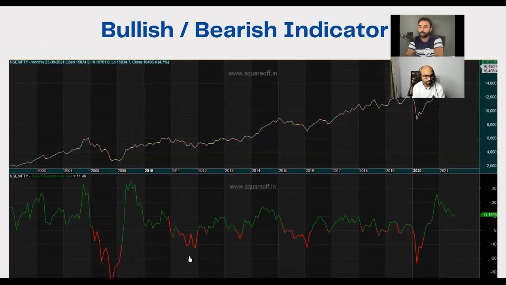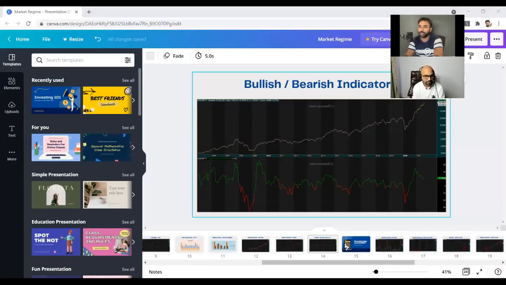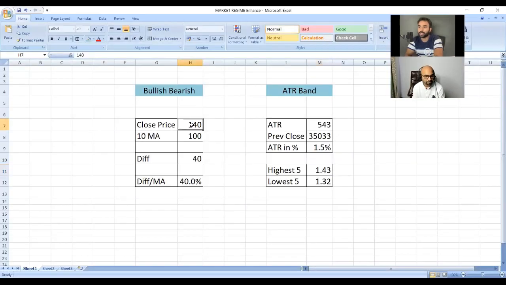So what one can do is, for an example, these are the bullish and bearish phase indicators. Say suppose Nifty is at 6,500 and the 10 MA moving average was around 5,500. So what you have to do is find out the difference between these two. So it is 1,000 points. Divide these 1,000 points by the 10 MA. So it is going to give you 18.2%, which means that the market is trading almost 18% above the 10 MA moving average. So the market is extremely bullish.